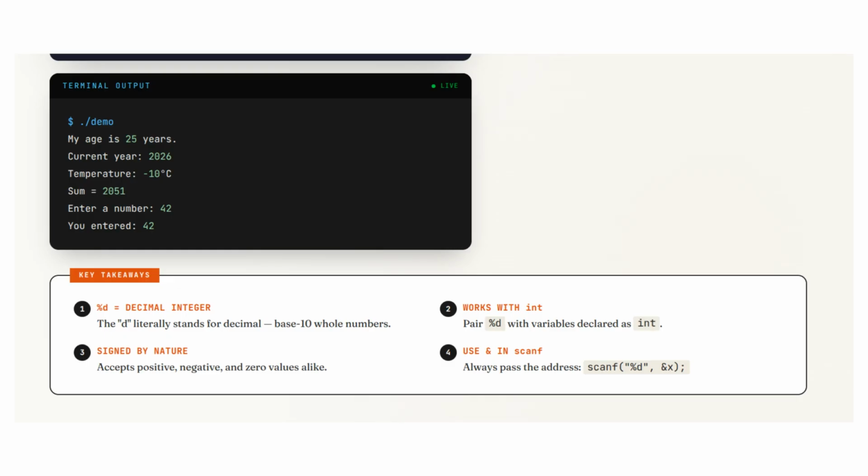Number 3, signed by nature. %d accepts positive numbers, negative numbers, and even 0. No restrictions. And number 4, use & in scanf. Whenever you're reading input with scanf, always remember to put the ampersand symbol before the variable name, like scanf("%d", &x). This tells scanf where to store the value in memory.